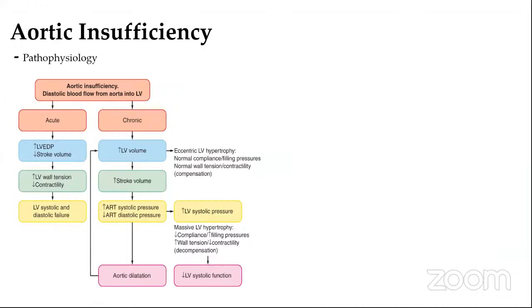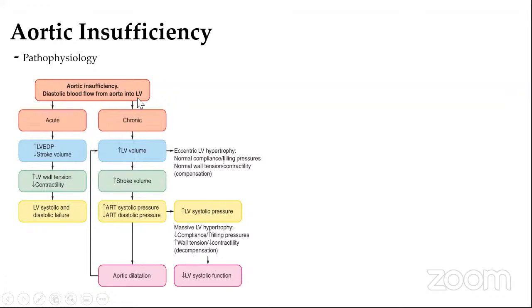Aortic insufficiency, quickly, is a volume overload. So in diastole there is a backflow, diastolic blood flow from the aorta to the LV. If it's acute, like it happened quickly, as in the case of aortic dissection, it's going to increase the LV EDP. And once you increase the LV EDP, you're decreasing the stroke volume, causing ischemia, increasing the wall tension, and decreasing the contractility. You're going to end up with LV systolic and diastolic failure.